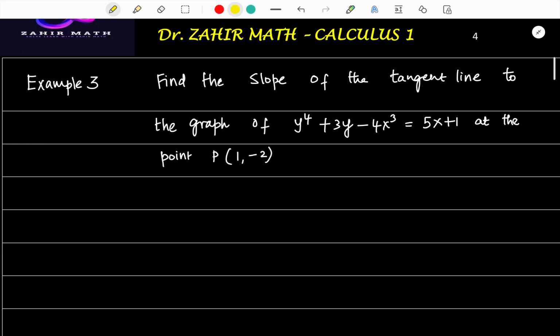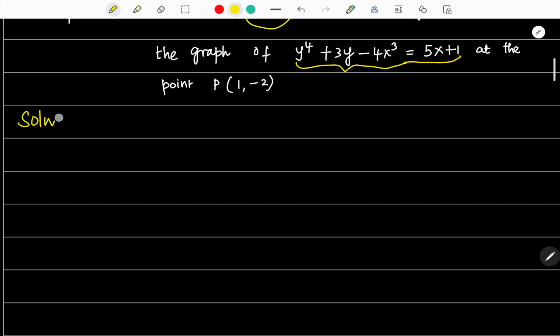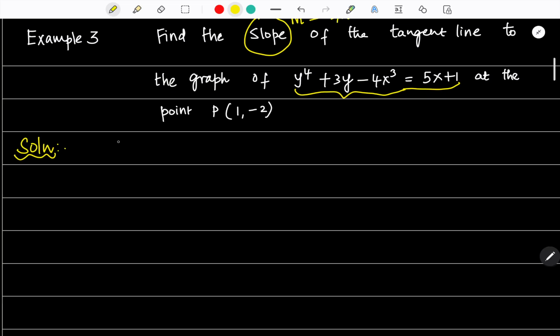The next question is, find the slope of the tangent line. What do you mean by slope? Slope means m. M means what? Dy by dx. Of the tangent line to the graph. This is the equation. Let's go to the solution. What is the solution? Y power 4 plus 3y minus 4x cube is equal to 5x plus 1. At the point P, which is 1 comma minus 2.